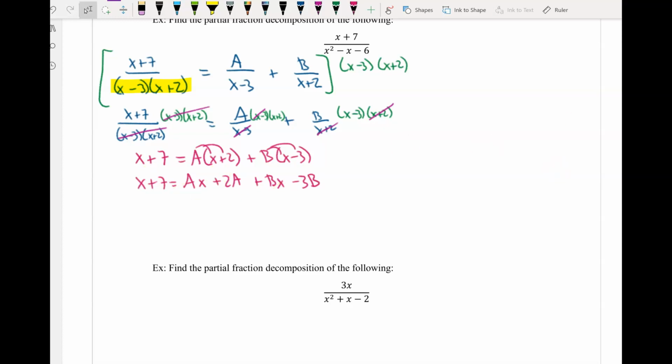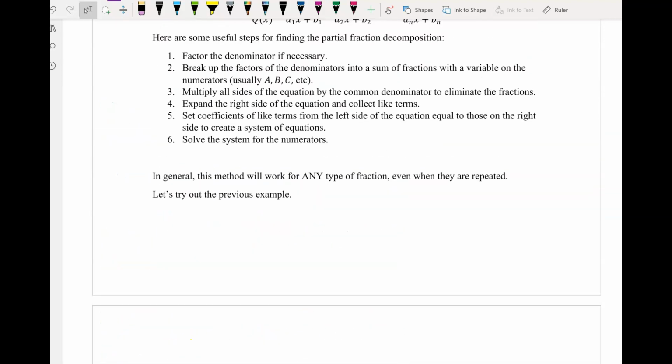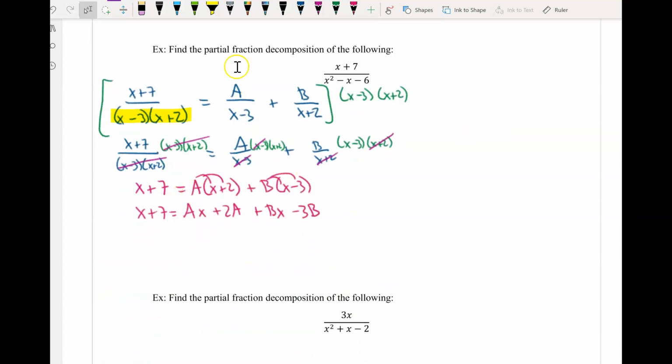Okay, so now what are we going to do? Let's go back to our steps now that we FOILed everything out. So I multiplied everything through. Now we expanded the right side and collected the terms. So set coefficients of the like terms from the left side of the equation equal to the right side of the equation to create a system of equations. Now, why would we do that? Basically, this is an equality, right? This is equal to each other. So that means everything that has an x, so for example, this x, this ax, and this bx, they all should be equal to each other.